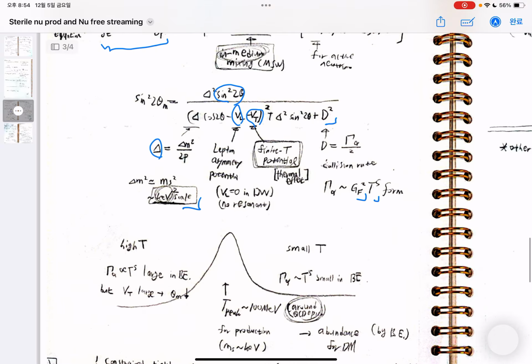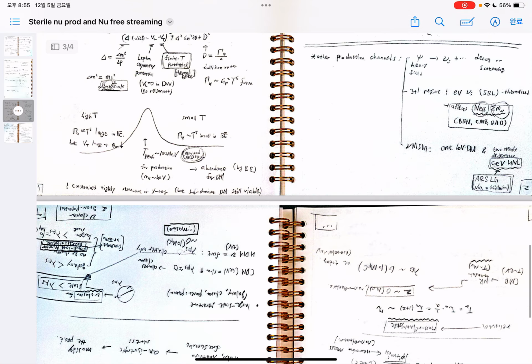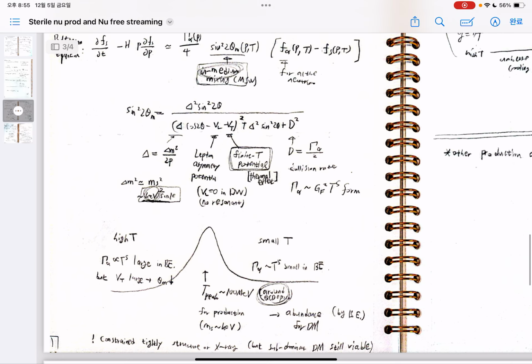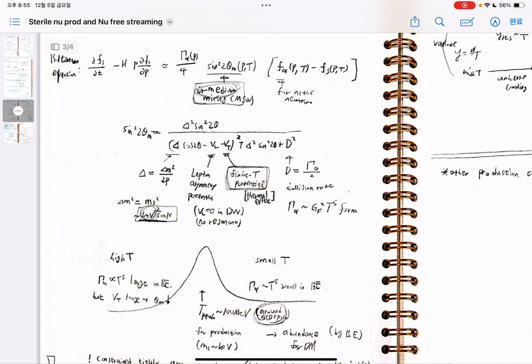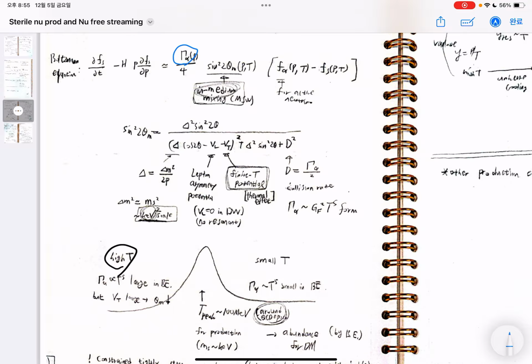So there are two regimes. At high temperatures, the important term is the decay rate in the Boltzmann equation. But at high temperatures, the effect of the finite temperature potential is large, which makes the medium mixing angle become small. So this term becomes small.